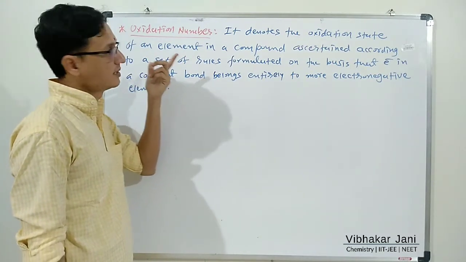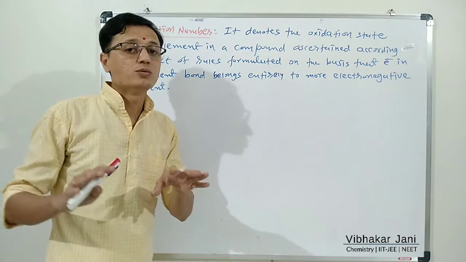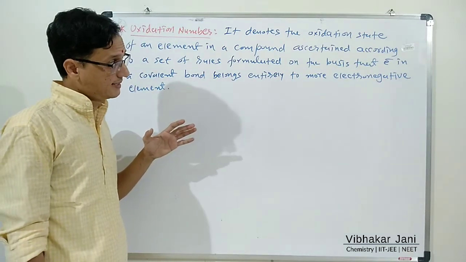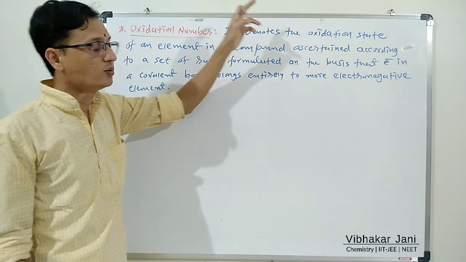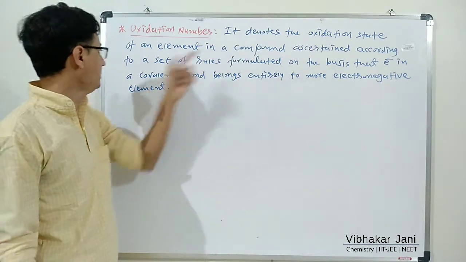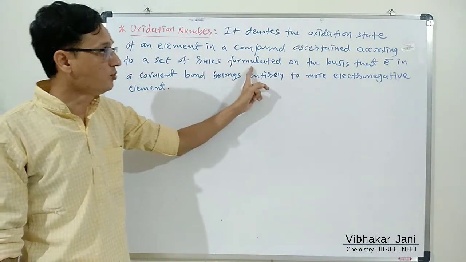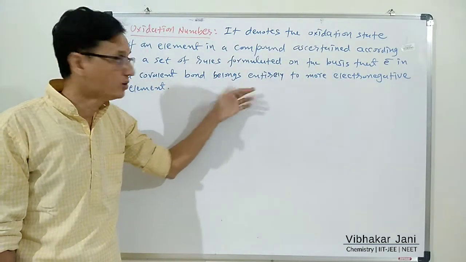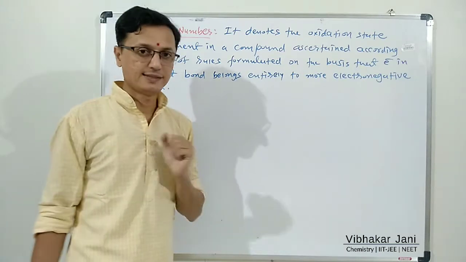What does oxidation number mean? Here I have written a definition of oxidation number. There is no need to memorize this definition, but you have to understand what this definition says to us. Oxidation number denotes the oxidation state of an element in a compound, ascertained according to a set of rules that we are going to learn today, formulated on the basis that electrons in a covalent bond belong entirely to the more electronegative element. Now let us try to understand this definition.